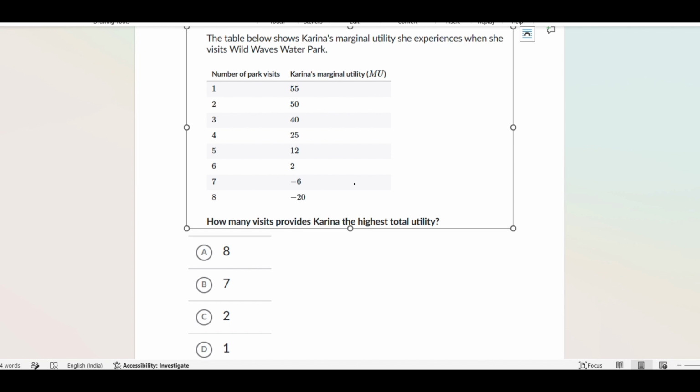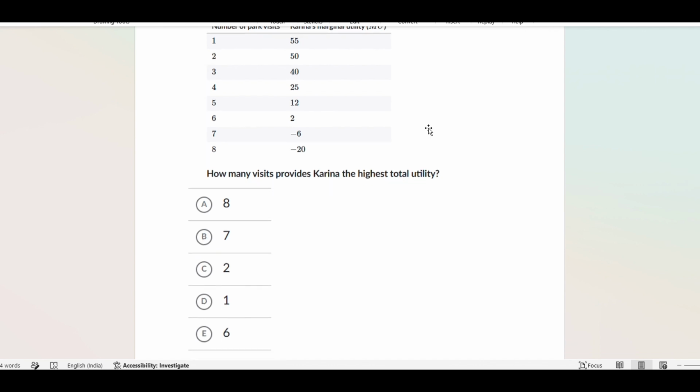0 is not given, but what's the minimum number for marginal utility after which it starts declining? So at 2, that number of park visits is 6. Beyond that, the marginal utility goes negative, which basically means that the total utility starts declining. So that's the maximum number of park visits she will do in order to have the highest total utility. So your answer is 6, which is option E.